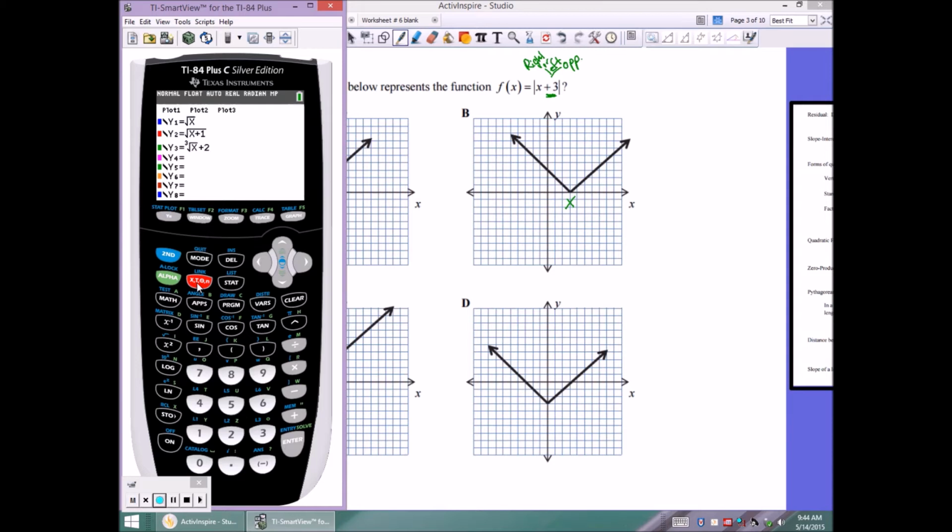X. Huh, my calculator's having an issue here. Let's try this one more time. Math, number, absolute value. There we go. All right, of x plus 3.